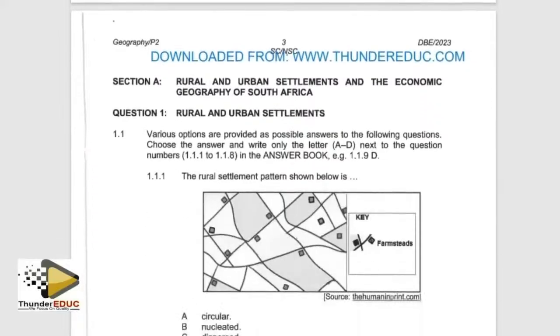Section A: rural and urban settlements, and the economic geography of South Africa. First question is rural and urban settlement. The first question says, various options are provided as possible answers to the following questions. Choose the answer and write only the letter A to D next to the question numbers 1.1.1 to 1.1.8 in the answer booklet. For example, 1.1.9 D. So you just need to write something like that. All right.